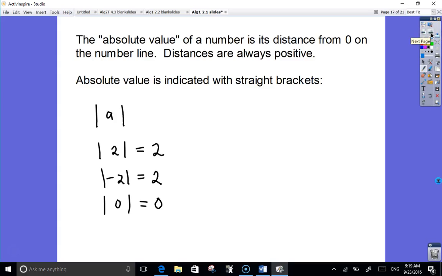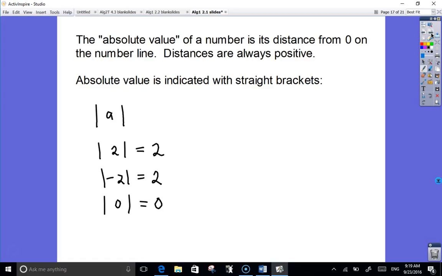Okay, the absolute value of a number is the distance from 0 on the number line. So distances are always positive. Like if you're going to drive, who's got family up like by New York? Anybody? Who's got family like down by Florida, South Carolina? Okay, so if you know the distance from here to there, it's always a positive distance. Right? Whenever you're saying how far is something from something else, it's always positive.